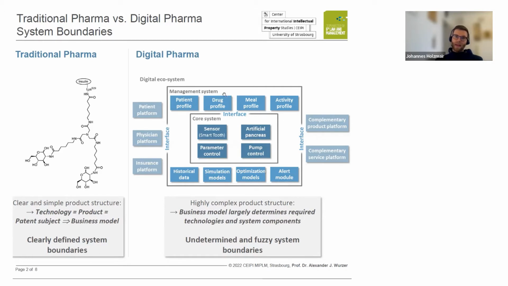This management system, again, has to have an interface to the outside for the patient, for the physician, for the insurance, and also for a complementary product platform and a complementary service platform. So you see, this is a highly complex product structure. The business model largely determines required technologies and system components. So this is an undetermined and fuzzy system boundary. Thank you.